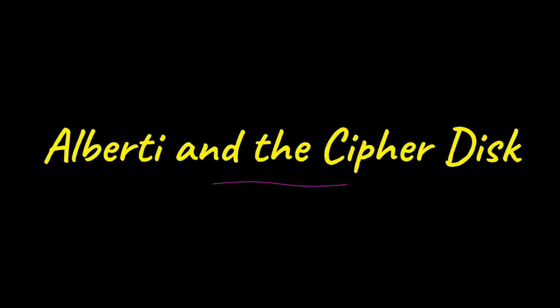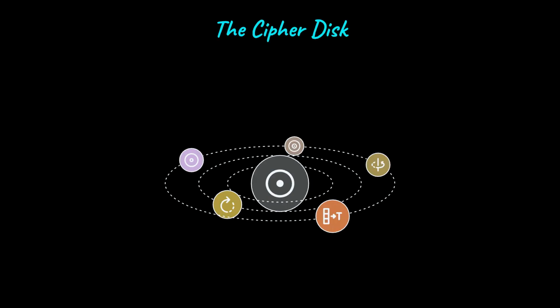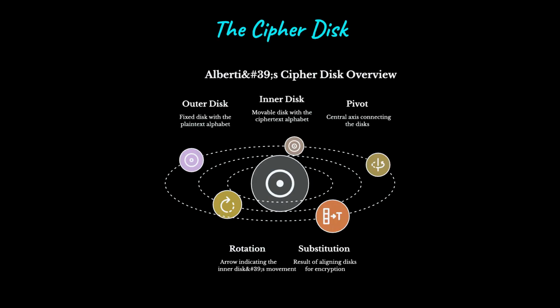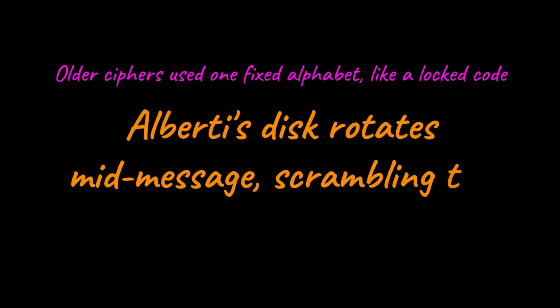In Renaissance Italy around 1467, Leon Battista Alberti earned the title Father of Western Cryptography, not just for a clever device, but for an idea that broke a centuries-old weakness in secret writing. The device itself was simple: two concentric lettered disks, one fixed and one movable, joined on a shared pivot, so turning the inner ring lined up the alphabets in a new position each time. But the real breakthrough wasn't the disk.